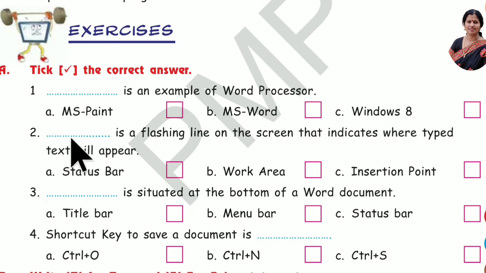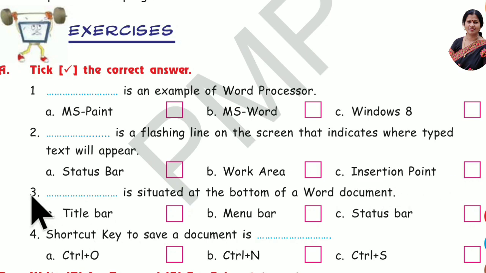Number 2. Dash is a flashing line on the screen that indicates where typed text will appear. That is option C, insertion point. Tick here.